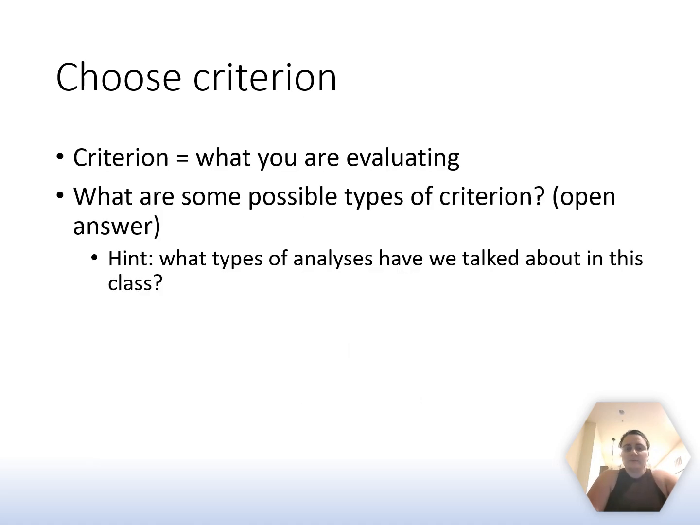Criteria are what you're evaluating, right? So what are some possible types of criteria? Maybe take a pause and think about, what types of criteria could we use to evaluate different alternatives in the system? My hint here is, what types of analyses have we talked about in this class? Because those could all be criteria. So just take a pause and take a couple of notes and see if you can come up with some ideas.